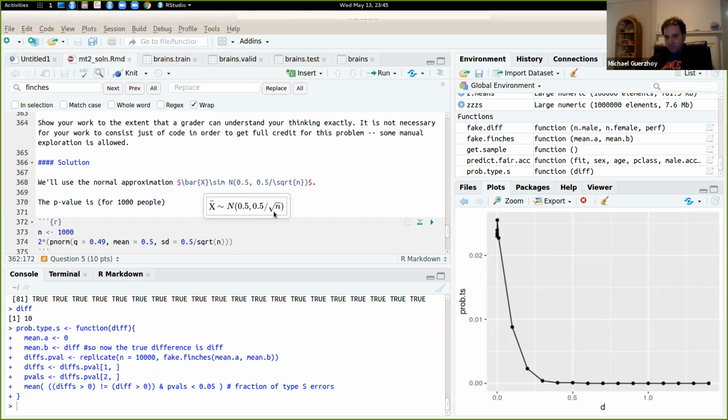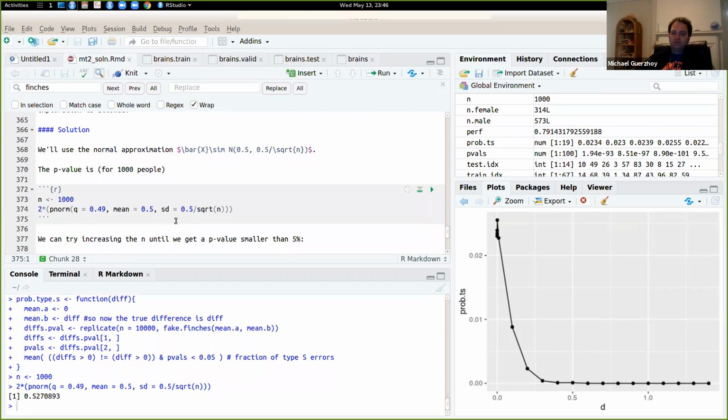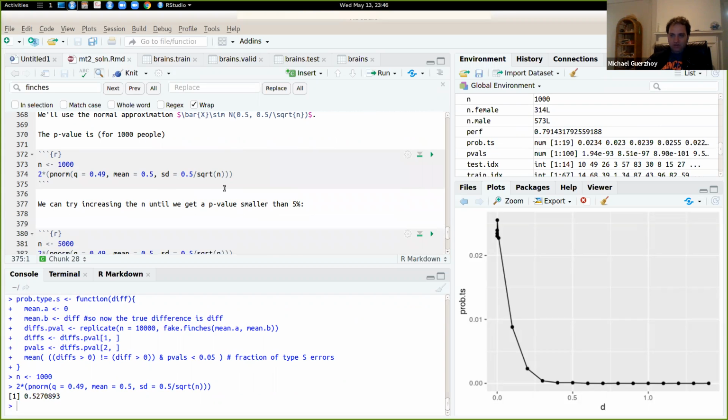So to compute the p-value, we just say, okay, what's the probability that x bar would be smaller than 49%, times 2? That's our p-value. If we got x bar is 0.49, then we just do what's the probability of getting 49 or less, or 51 or more. So that's 2 times pnorm of 0.49. So for 1,000, we get this p-value, which says that the probability of getting something more extreme than 0.49 is actually pretty large.